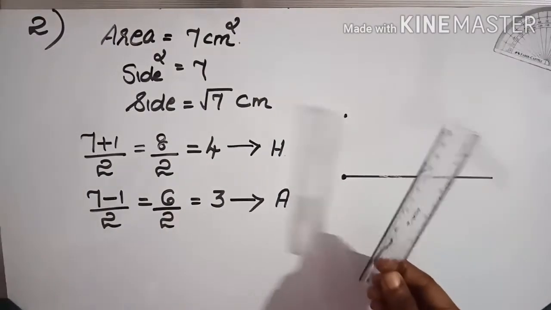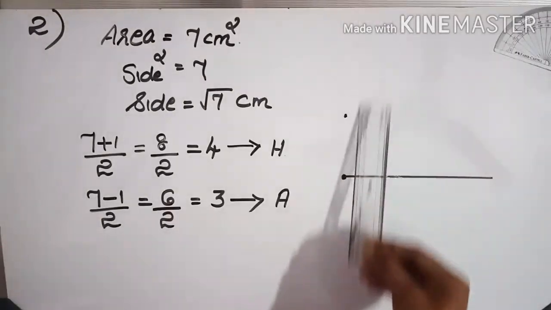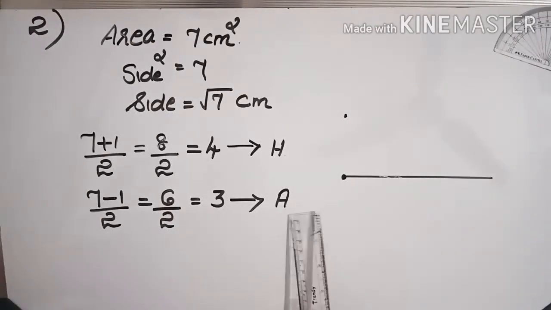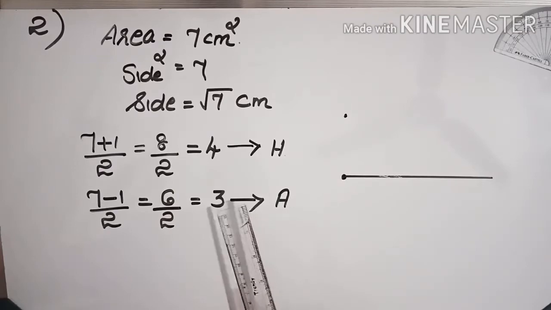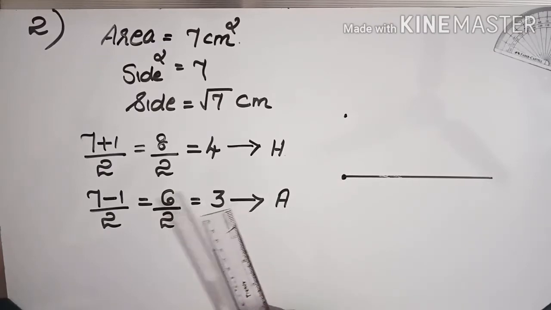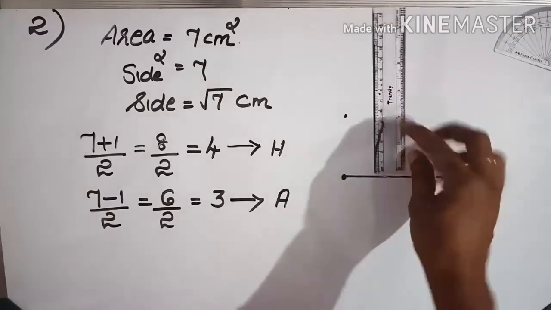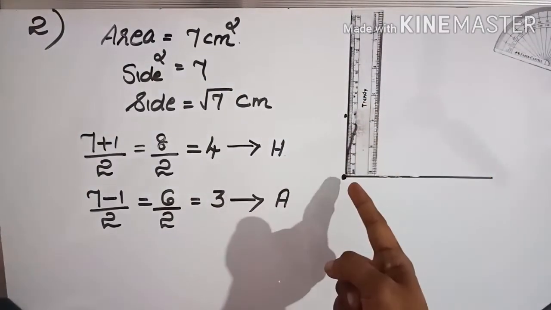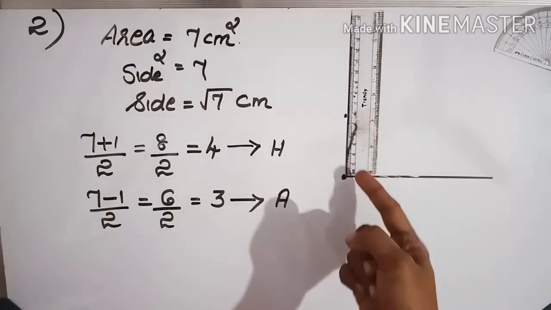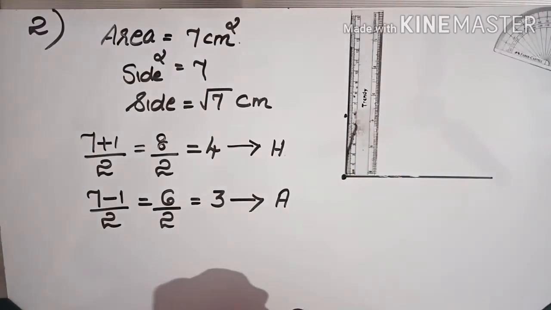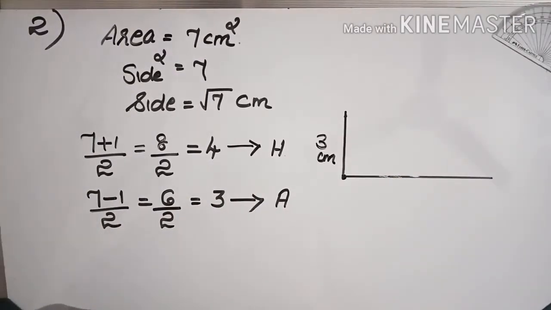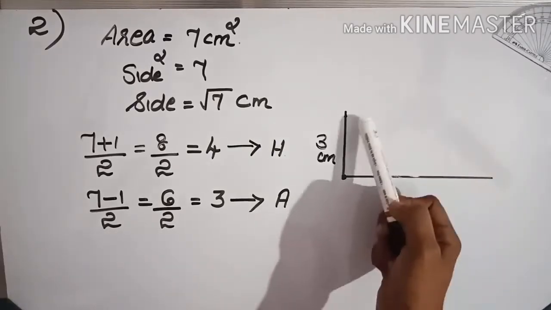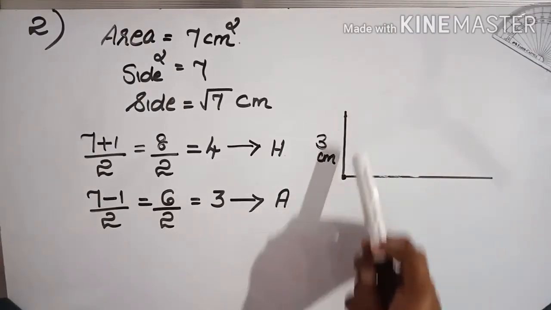Now by using the scale, you have to draw the altitude here. Altitude we need is 3 centimeter. So keep your scale like this and draw 3 centimeter on this side. Like this you will get. Here I am taking a double measurement, then only it will be visible to you. So you have to measure 3 centimeter with the scale on this line.